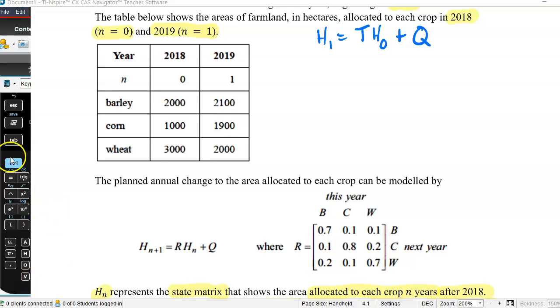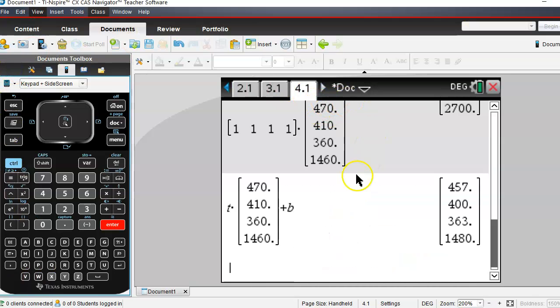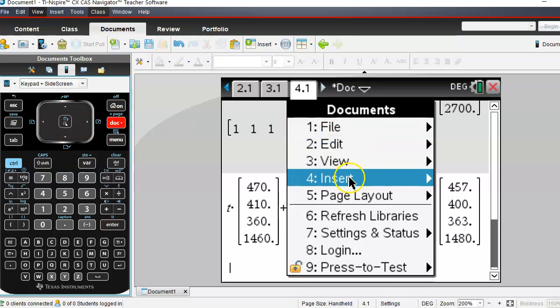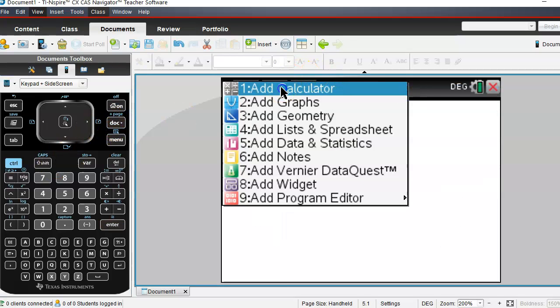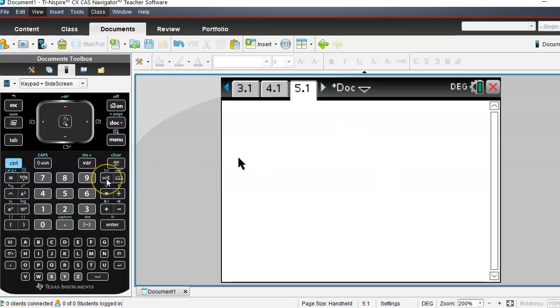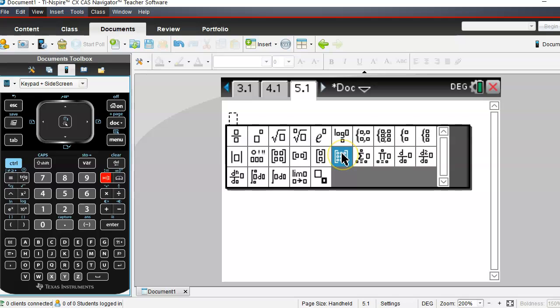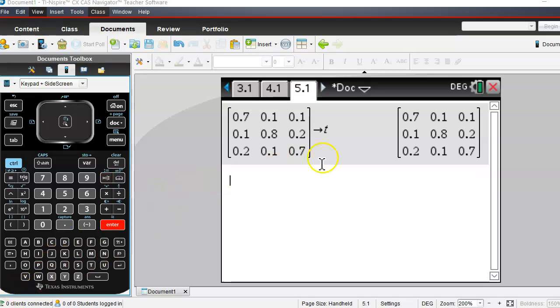Okay, so let's go to our CAS calculator. I'll start up a new problem. Insert problem calculator. Okay, so let's put in our various things. So I might pause it while I put those in. I've just put in our transition matrix, okay, to make that a little bit easier. So we've got to work out Q. So I might use solve.